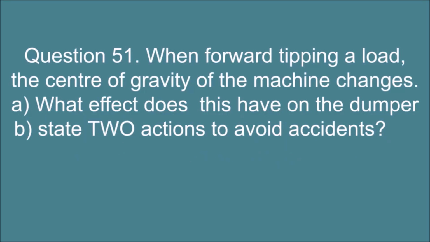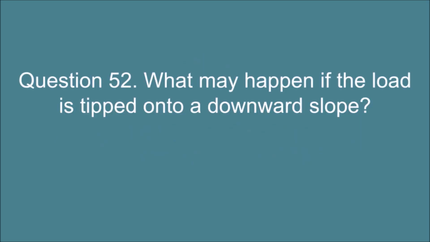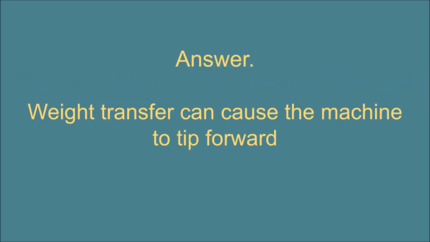Question 51. When forward tipping a load, the center of gravity of the machine changes. A. What effect does this have on the dumper? B. State 2 actions to avoid accidents. Answer: A. Weight is transferred to the front. B. Tip slowly and on level ground, wherever possible. Question 52. What might happen if the load is tipped onto a downward slope? Answer: weight transfer can cause the machine to tip forward.